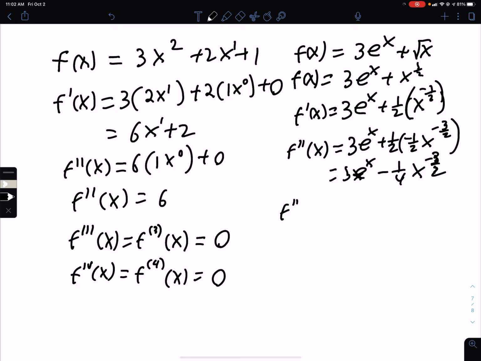I can take the derivative again. I can do this as many times as I want. That doesn't change because e to the x is its own derivative. And now I copy the constant, I bring the negative 3/2 in front, decrease the exponent by 1, I get that, and that simplifies to this.